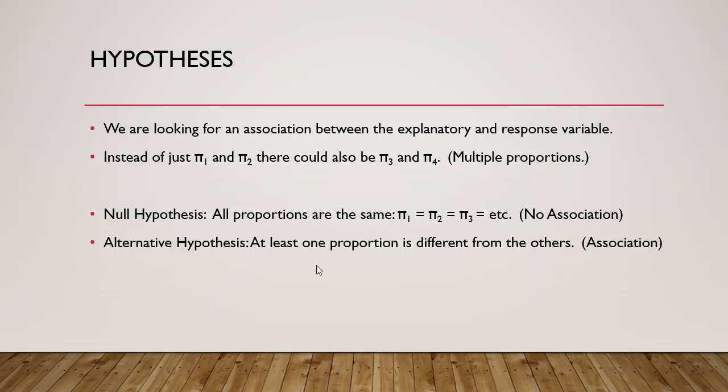And then the alternative, if there is an association between the variables, then one of these proportions must be different from the others, or at least one of them. And it could be that 2 of them are the same, but one of them is different. So that's the kind of thing we're looking for. So we just say at least one proportion is different from the others. And we usually write that out in words because otherwise you'd have to say pi 1 not equal to pi 2, or pi 2 not equal to pi 3, or pi 1 not equal to pi 3, or pi 1 not equal to pi 4, and it just gets a little bit silly. So we just say all the proportions are the same, or at least one proportion is different from the others.